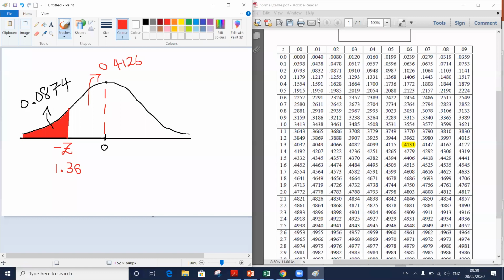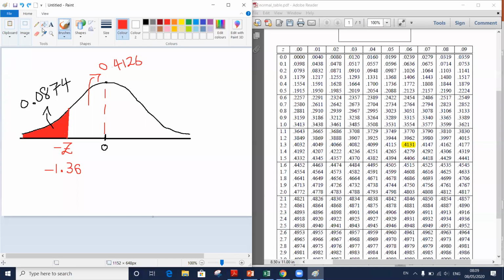If I had my final answer as this, that the z value is 1.36, is it correct or wrong? Yes, it should be negative, right? If we just say 1.36, it means somewhere here, right? So it should be negative 1.36. This is the answer for part 1.